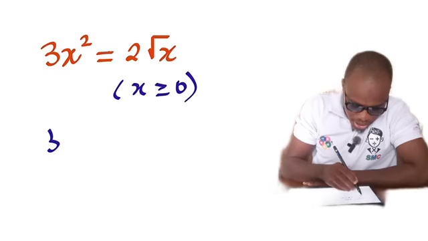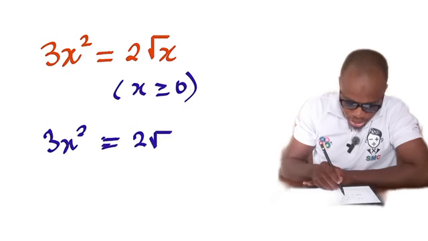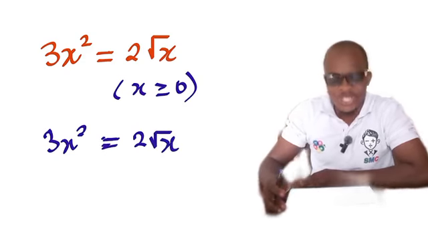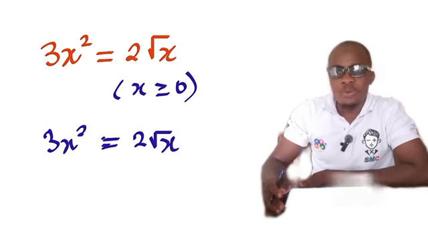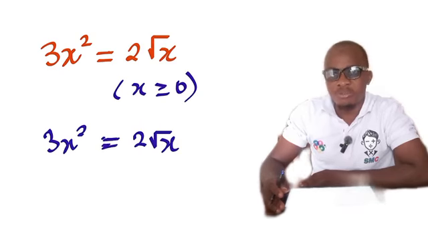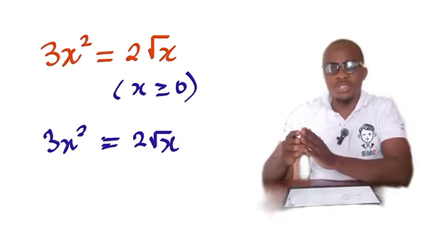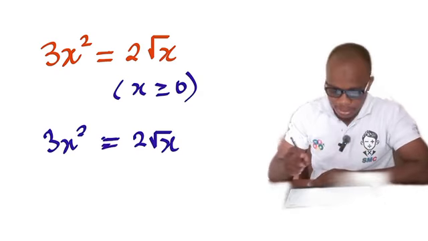We have 3x squared equals 2 root x. Now from there, the next thing we're going to do is, firstly, I want to separate numbers from variables. So the variable will be on one side, and the numbers will be on one side.